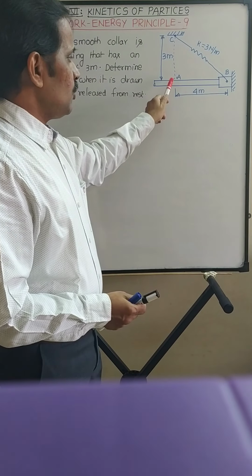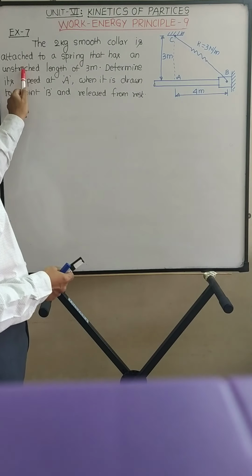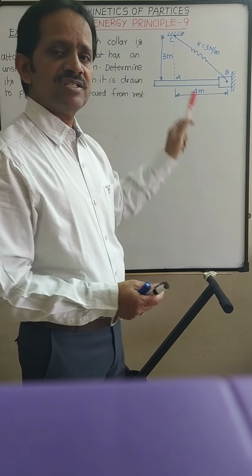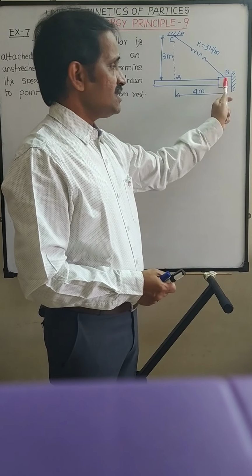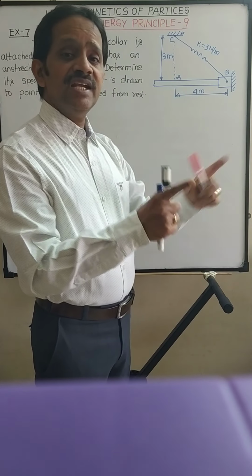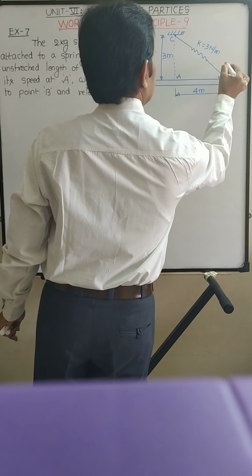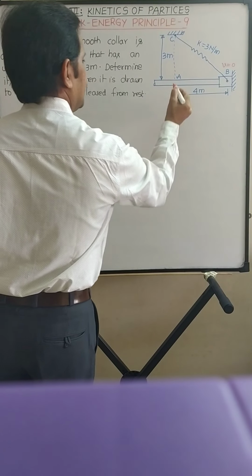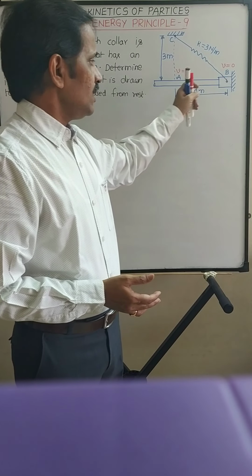See, when the collar is at point A, the spring is undeformed. It is said that the unstretched length of the spring is 3 meters. So when the collar is at A, the length of the spring is 3 meters, which is undeformed or unstretched. Now when it is drawn to point B, the spring is stretched. Now from B, it is released from rest. That means, what is the velocity of the collar at B? It is 0, released from rest. So when it reaches this point A again, you have to find out the velocity of the collar. So you know the velocity at B, you have to find the velocity at A.